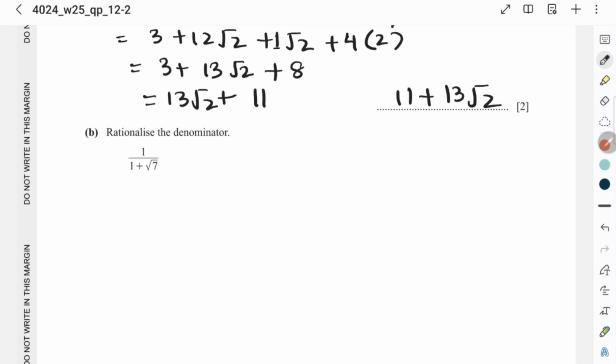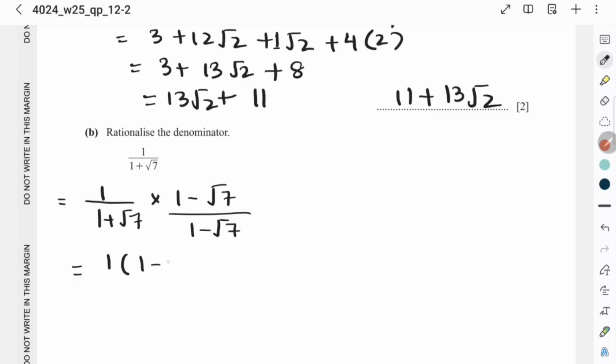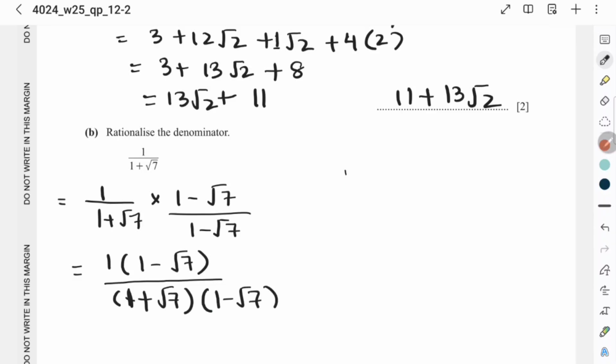So you know that in the denominator we have 1 plus square root 7. So we just multiply by 1 minus square root 7. So 1 upon 1 plus square root 7 is the question. Multiply by 1 minus square root 7, divide by 1 minus square root 7. Now 1 is multiplying with 1 minus square root 7. Remember, a plus b and a minus b, the third identity is a squared minus b squared.